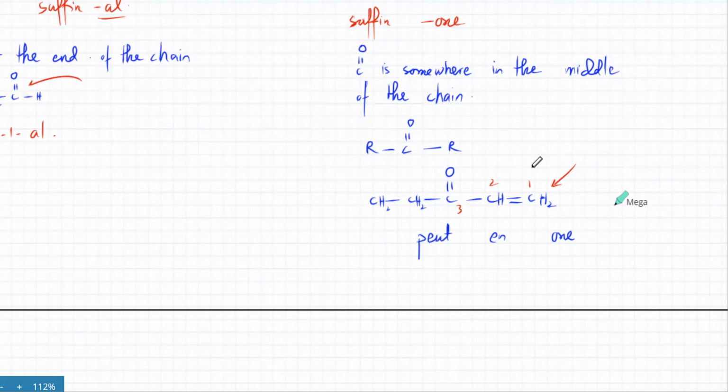So you look at the double bond. You want to give that the smaller number as well, if you have a choice, which in this case we do. So it's going to be pent. The double bond is at 1, and the ketone is at position number 3. So it's pent-1-en-3-one. Okay, is this clear?